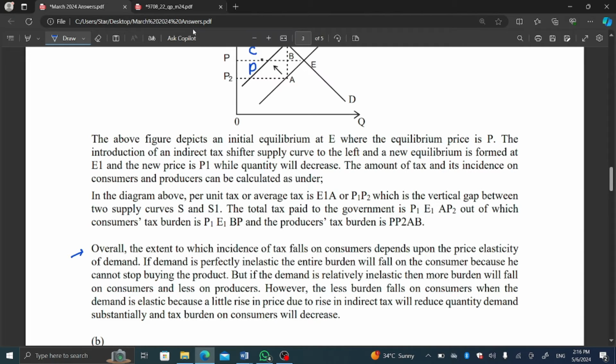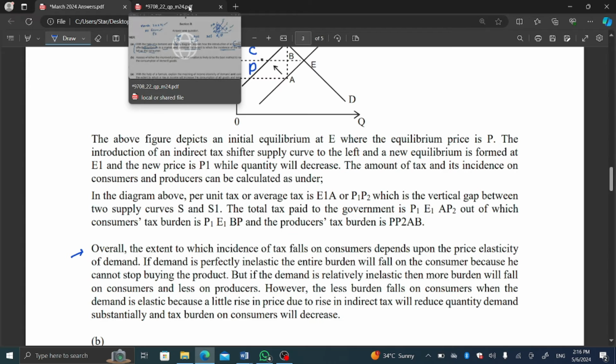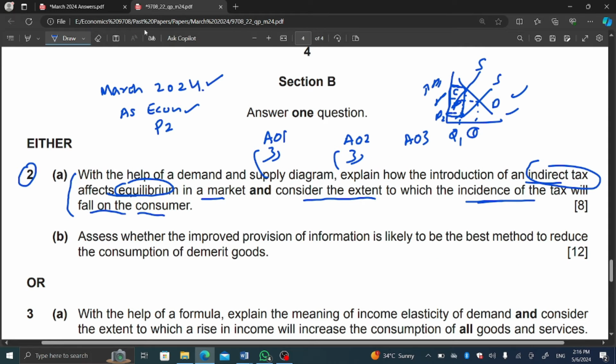Okay, so I believe you have read this answer, and now moving to part B of this question. Part B says, assess whether improved provision of information is likely to be the best way to reduce consumption of demerit goods. Again, you have to identify assessment objectives 1, 2 and 3 and then answer all of them. Assessment objective 1 will include the basic definition and description of demerit goods and the description of improved provision of information, that is called awareness, to remove market failure or information failure.